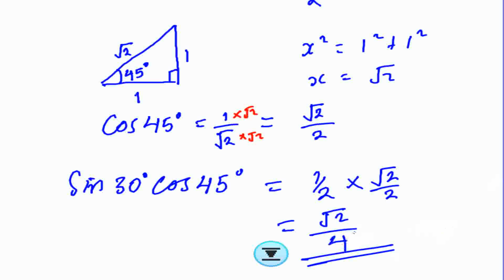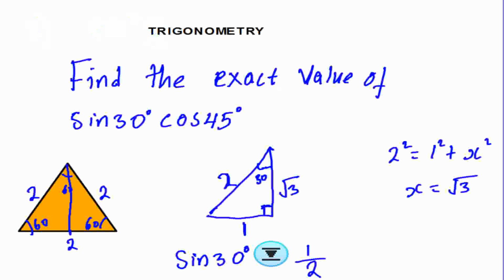Let's look at another example. Find the exact value of, let's say, sine squared pi over 3. Sine squared pi over 3. And we know pi over 3 in radians is the same as 60 in degrees, meaning that our triangle we used in the previous example works perfectly.